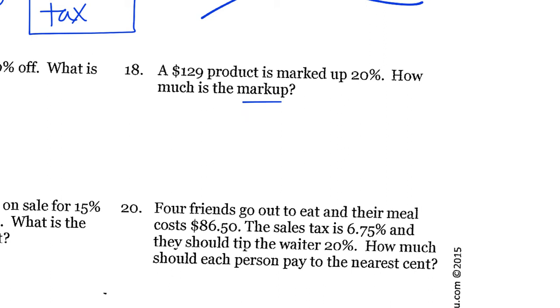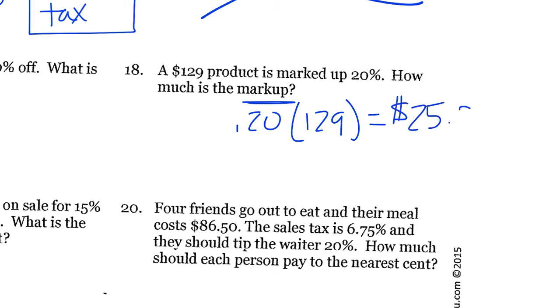It just says how much is the markup. It didn't ask what the total cost is, so we actually don't have to do any adding there. Let's just find 20% of 129. It's going to give us the markup, not the total price. So be careful on that, okay? So 0.2 times 129, and I get $25.80. That's how much they're marking up the cost. If they said, then what's the total price, then we would add those together. But that's how much the store is making.